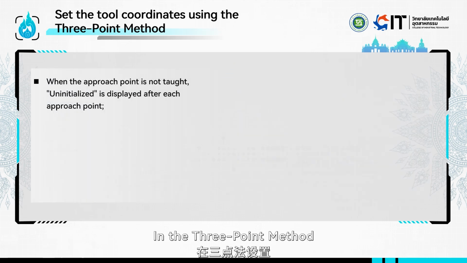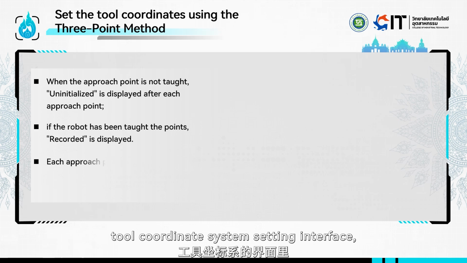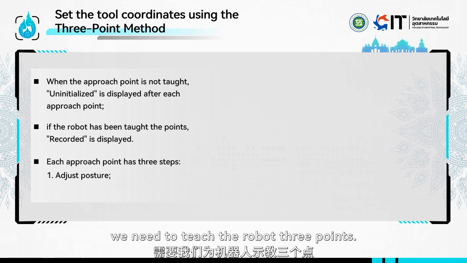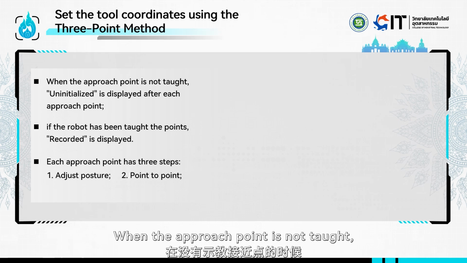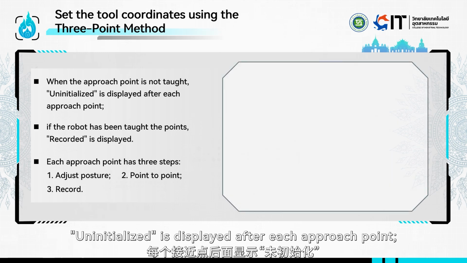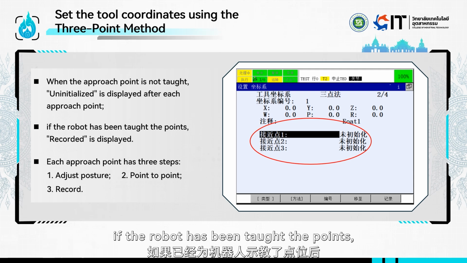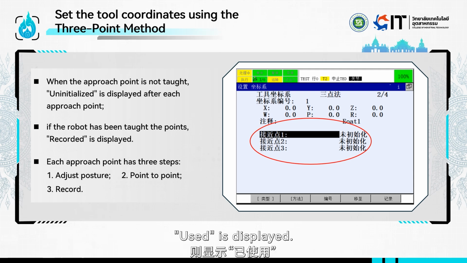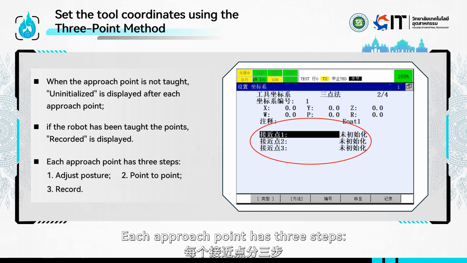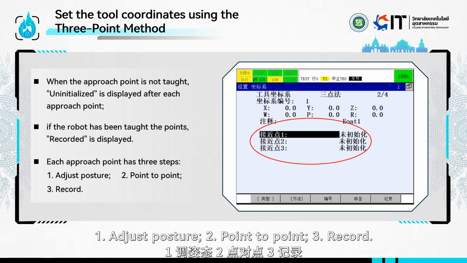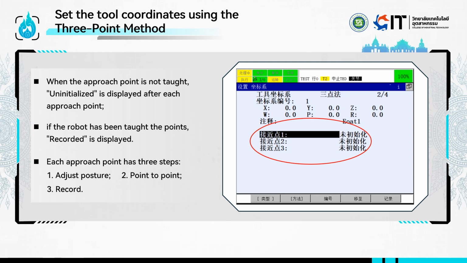In the 3-point method tool coordinate system setting interface, we need to teach the robot 3 points. When the approach point is not taught, uninitialized is displayed after each approach point. If the robot has been taught the points, used is displayed. Each approach point has 3 steps. 1. Adjust posture. 2. Point to point. 3. Record.